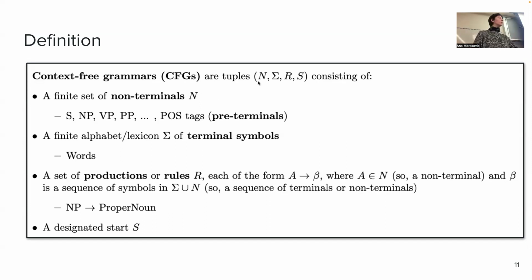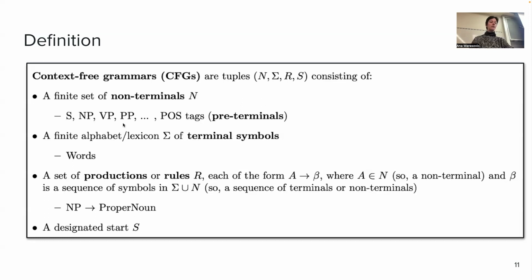All right, let's go over what each one of these are. N is a set of non-terminals. Non-terminal is a new term we are introducing, and this is going to refer to all those constituents we have seen in the parse tree, not words.